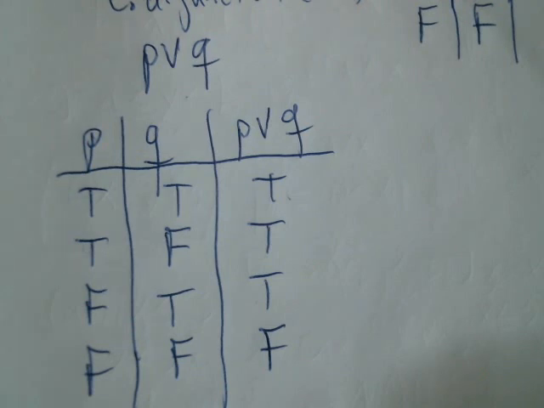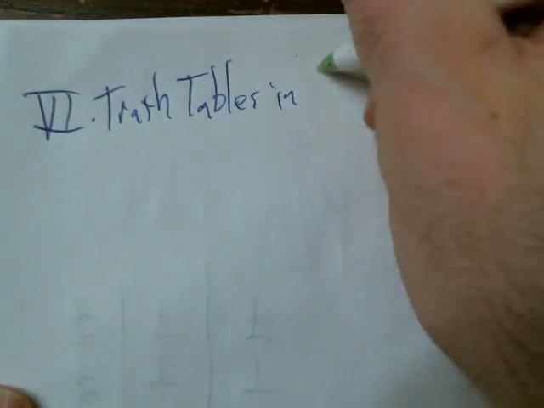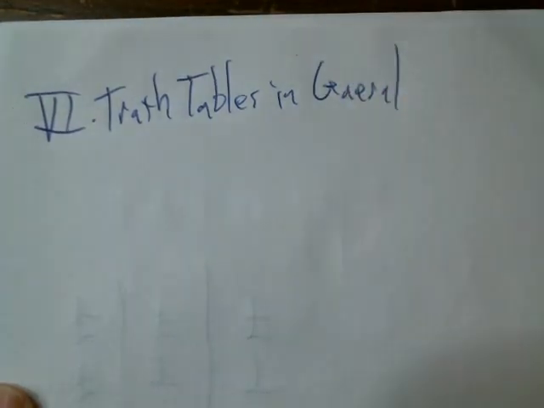Okay, so now let's look at some more complicated versions. Statement forms will be expressions that have statement variables and then connectives. So now truth tables for more general versions. I think we're in section 6. And in your MyMathLab, this will be the most time-consuming part.